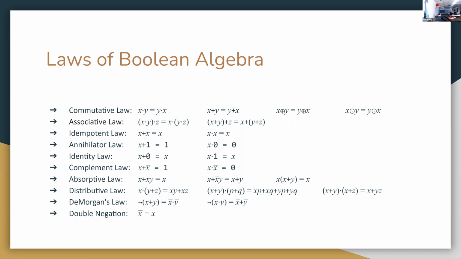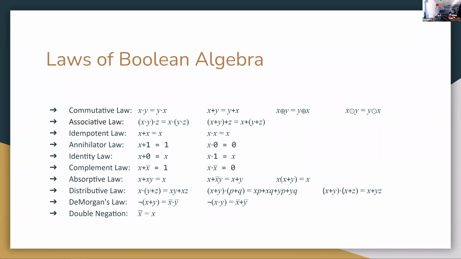And complement law means that x or not x is always true. It means if x is true, then not x is false, and the whole expression is true. If x is false, then not x would be true. So either one of these has to be true, so the result is always true. And with AND, the result is always false, 0, because they cannot both be true. It's the nature of the AND operator.